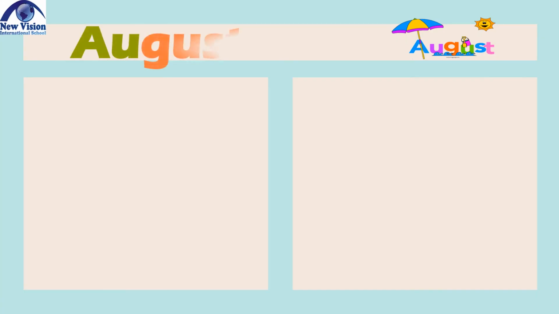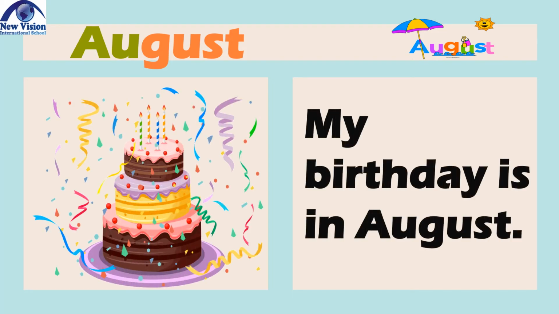Now we have a month of the year here. This month is August. My birthday is in August. And the vowel pattern here which makes the sound O is the AU, August.